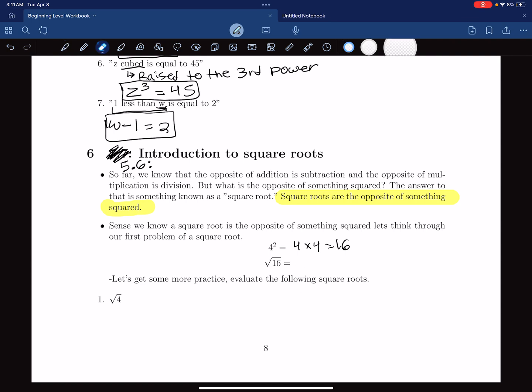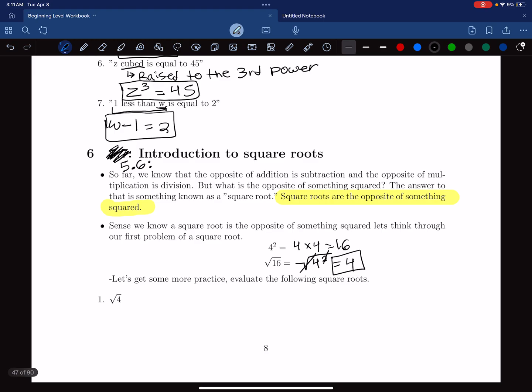Since we know that the square root of something squared is the opposite operation, and we know that 4 squared equals 16, the square root of 16 would equal the square root of 4 squared. Since square roots are the opposite of something squared, this exponent of 2 and the square root here cancel out, and we're just left with 4. And that is our answer.